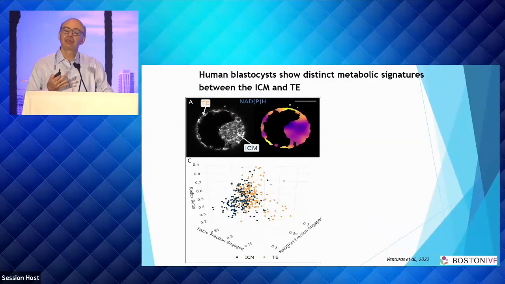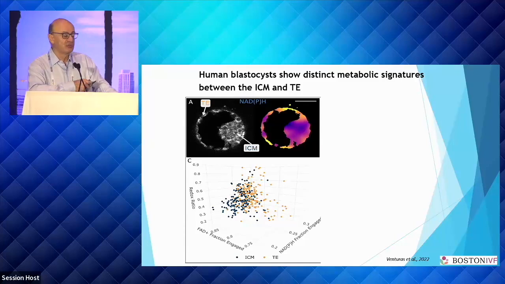We've learned a lot about human embryos, things that we sort of knew, but this technology validated it using live imaging. One of the first things we saw was that human blastocysts show very distinct metabolic signatures between the inner cell mass and the trophectoderm.